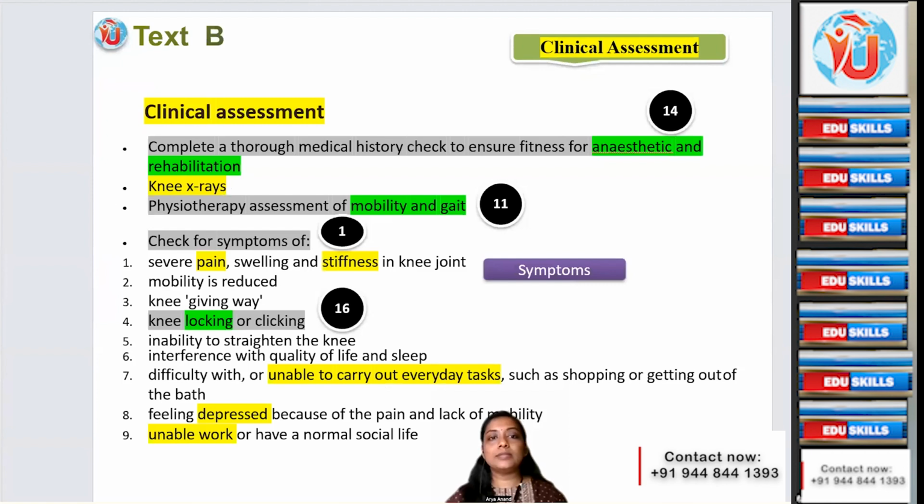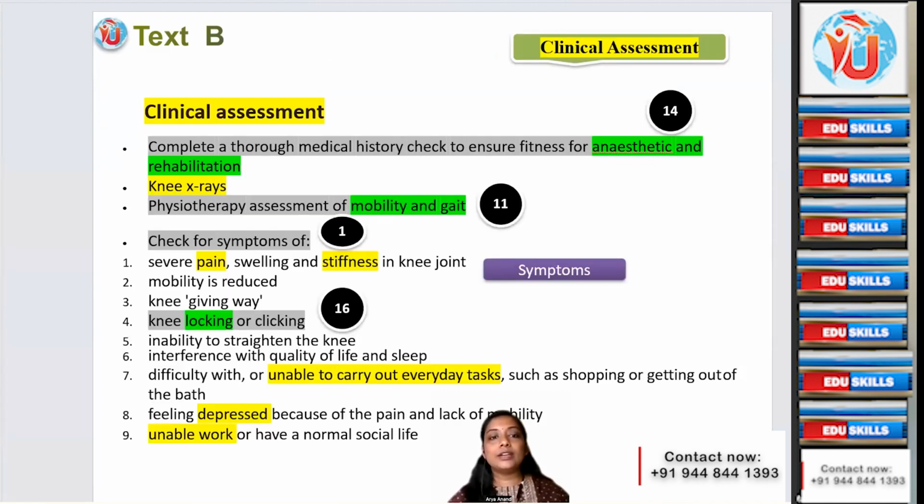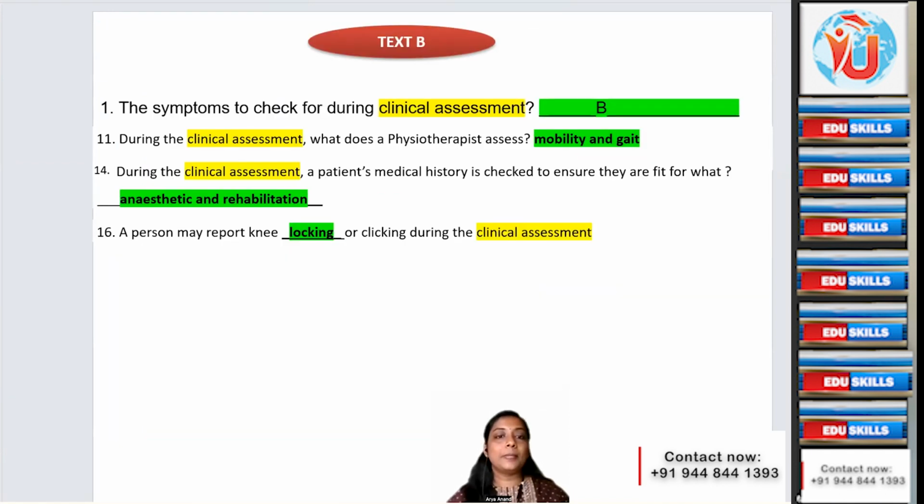Okay, see, and that symptoms. The symptoms to check for during clinical assessment. Definitely clinical assessment, the word is here, the heading word. So we have the heading also, clinical assessment. The answer will be B. Then again, during the clinical assessment, what does a physiotherapist assess? Here we have read, physiotherapist assessment of mobility and gait. Okay, so our answer is mobility and gait.